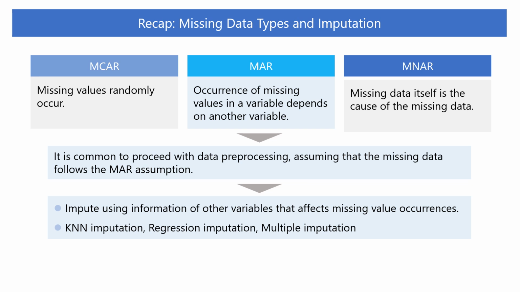MAR is the assumption that there is some relationship between the variable with missing data and other variables. When we deal with MAR cases, it is desirable to use a method of imputation that predicts the value of the missing data using the values of other variables. Typical imputation methods for MAR cases are KNN imputation, regression imputation, and multiple imputation. In this section, I will explain KNN imputation.